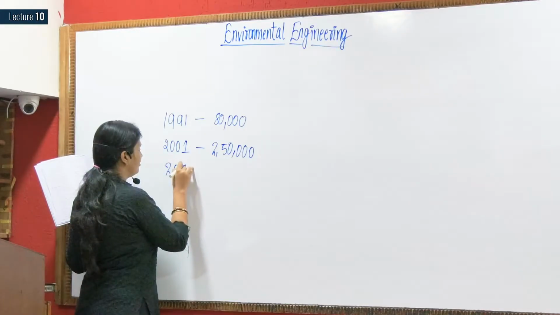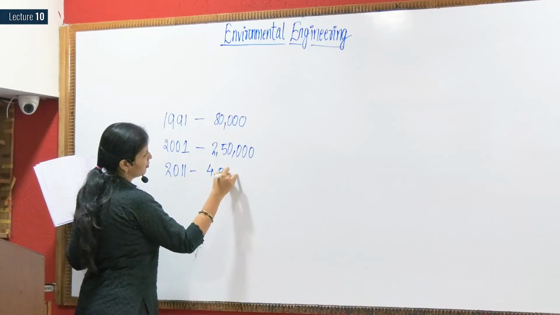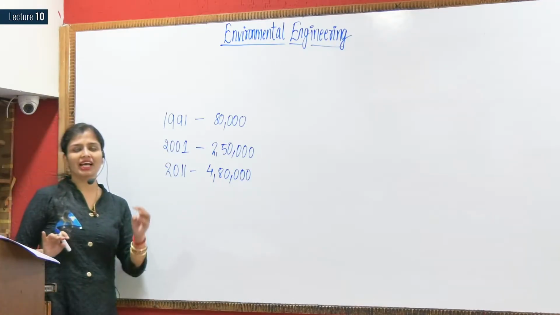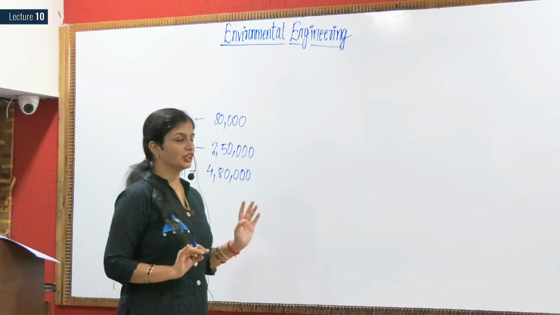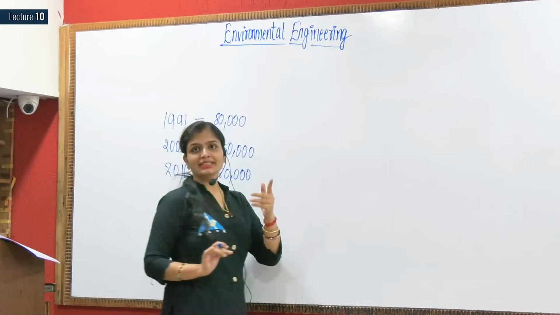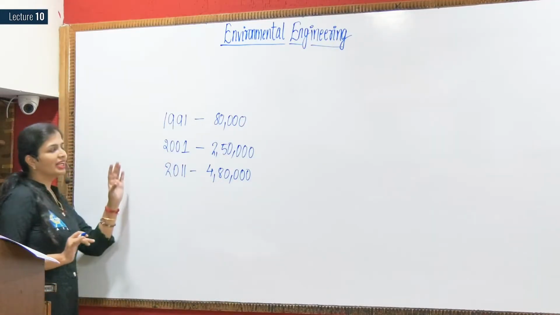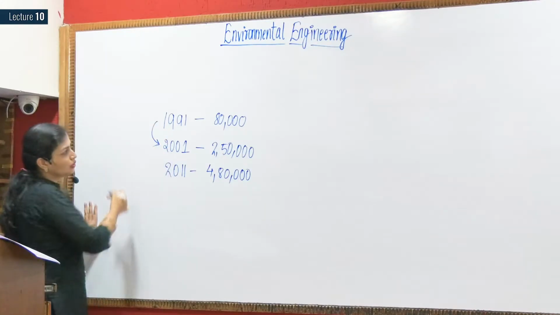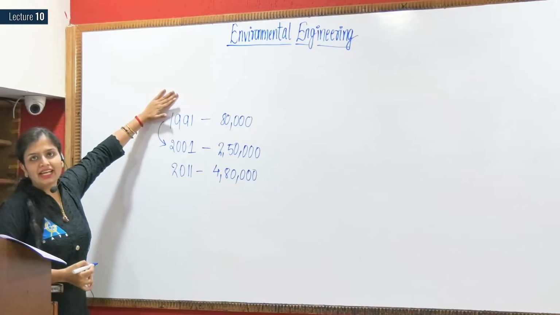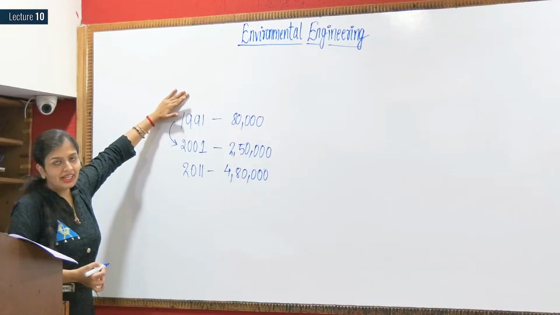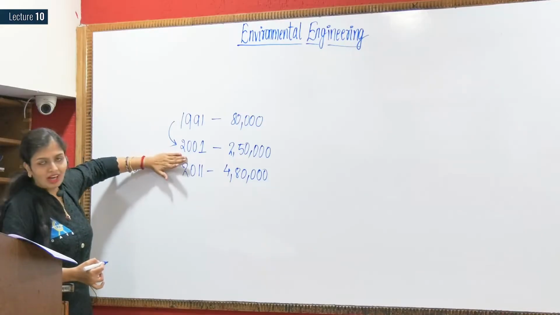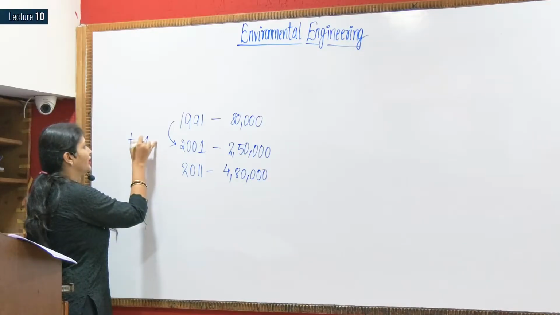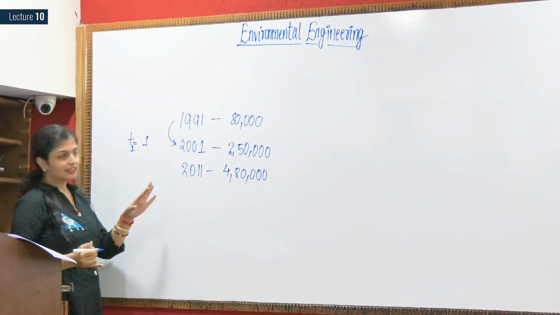Then in 2011, the population was 4,80,000. Fine. These 3 populations are given and first it has asked you to determine the saturation population. Before calculating saturation population, we'll calculate the decades. From 1991 to 2001, we'll consider 1991 as the base. So from 1991 to 2001, it is 10 years. That is, T1 is 1 decade.